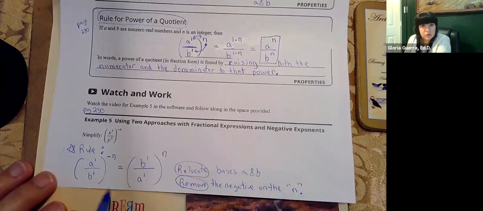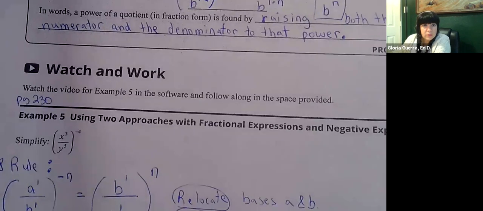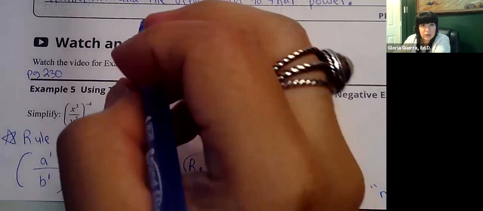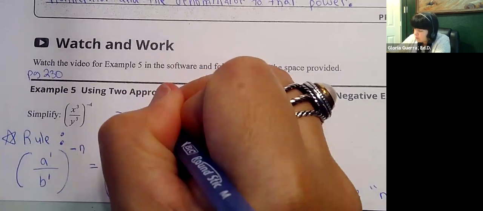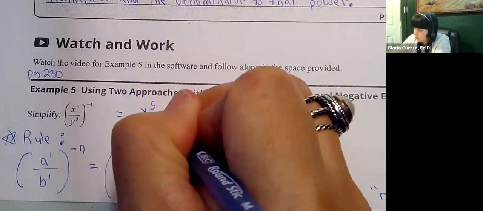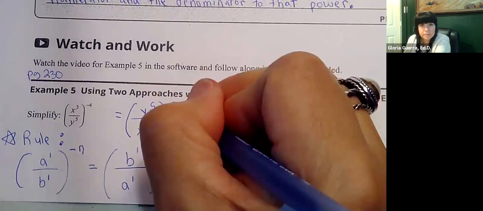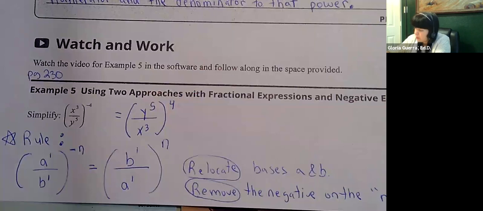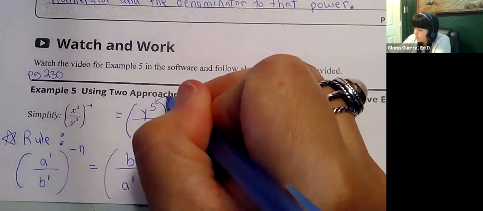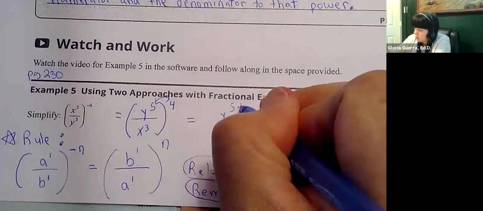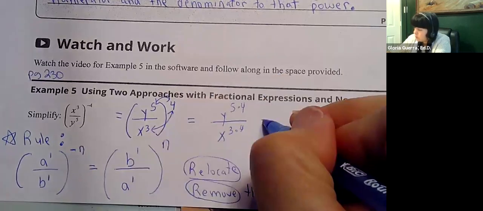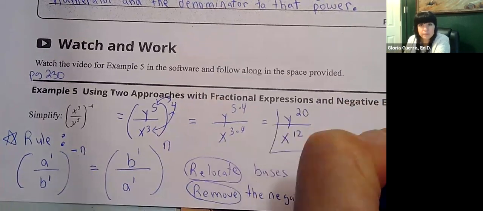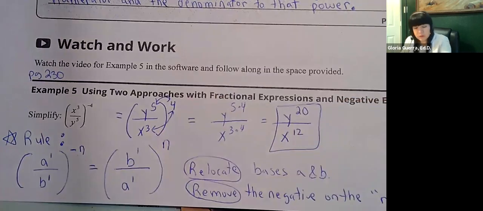So this example is actually like that. See this? That's kind of like this. So what happens here, you want to catch that. You want to see that this would be y to the 5th over x cubed, and then you take off the little negative on the 4. And then you just continue now. You just multiply 5 times 4, and on the x, 3 times 4. 5 times 4 is 20, and 3 times 4 is 12. See that? And then there's another example of that.